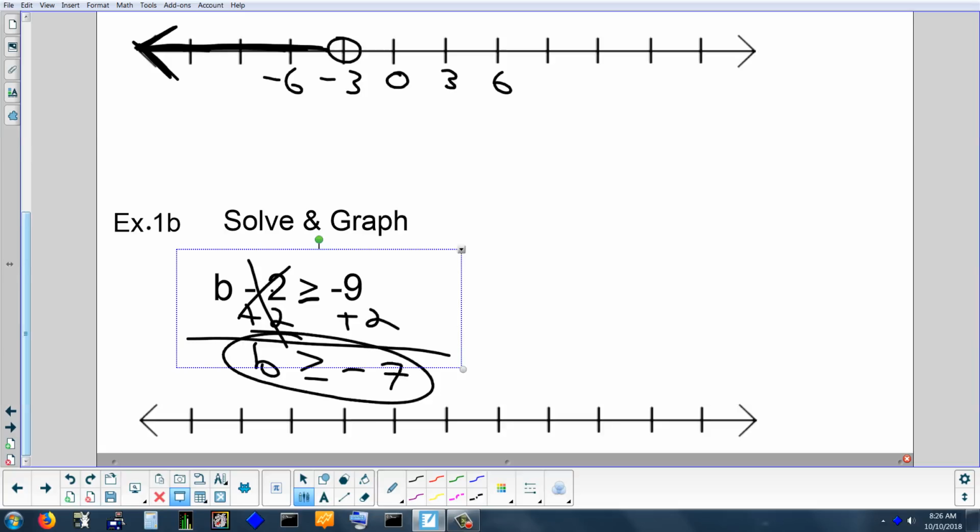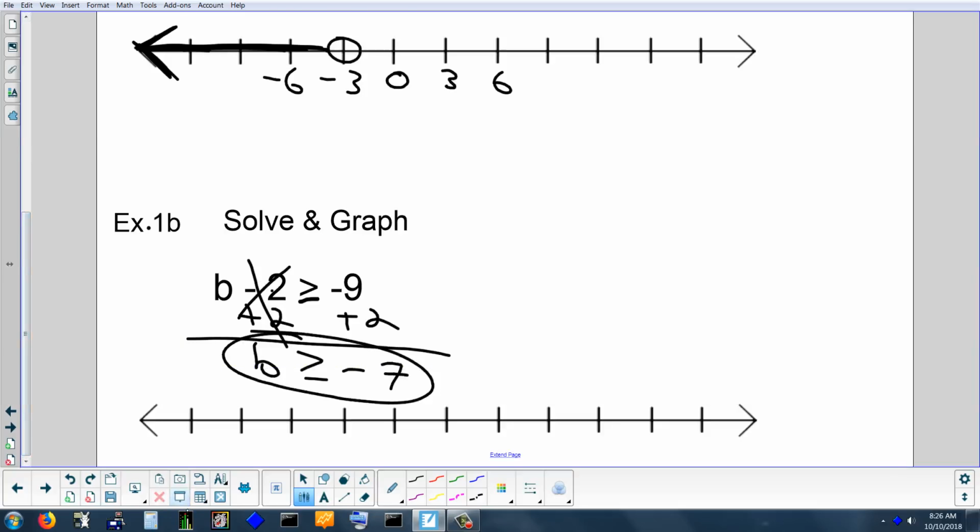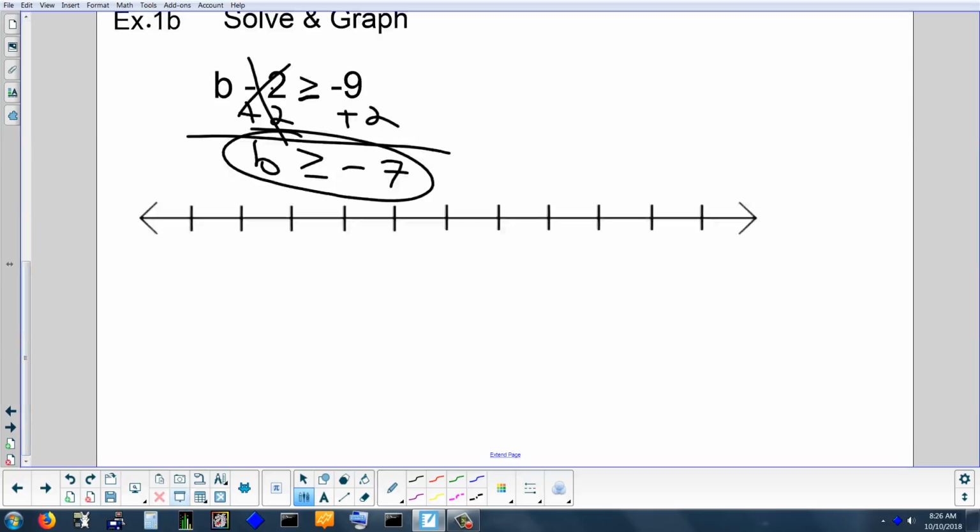Okay, are we good? No. No? I'm going to make my number line. Since I don't have a lot of space, I'm going to number it by 2s. So I'm going to go like negative 8, negative 6, negative 4. And that's enough numbers. You don't always have to have 0 on it.